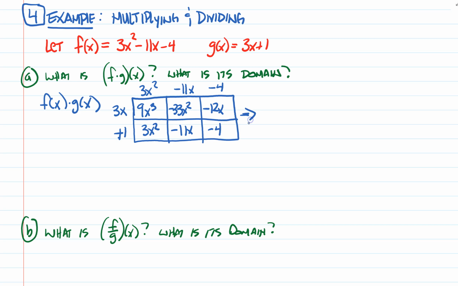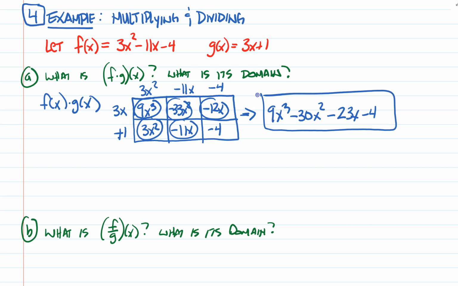So when I put all of my terms together, I get 9x to the third. Then negative 33x squared plus 3x squared is going to be a negative 30x squared. So that takes care of these two like terms. And then I'm going to have a negative 23x. That takes care of these ones and these ones. And then a minus 4. So this right here is nothing more than a third degree polynomial. And the domain of this thing, of course, is just all real numbers because any polynomial has a domain of all real numbers.